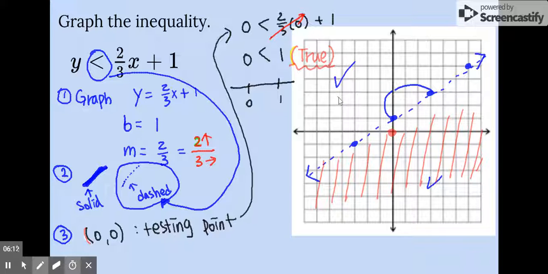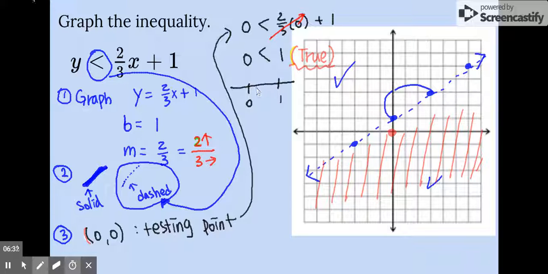The other side, like 0, 3, 0, 4, all the ordered pairs on the other side don't make this inequality true. If you don't trust me, then you may just try 1 or 2 points. Plug it in, and it's not this inequality symbol. It's not working. It should be the other side, okay?